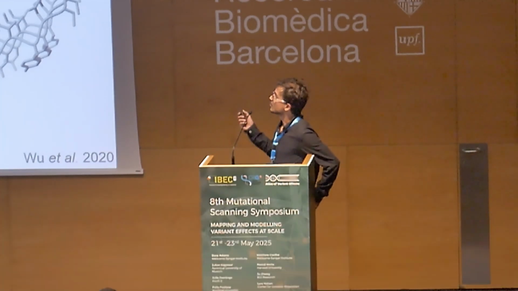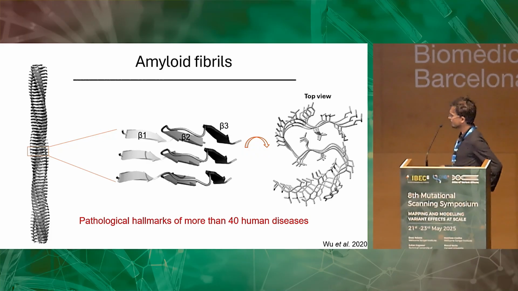So today I'm going to talk about amyloids. I'm sure that many of you know what an amyloid is. But in any case, an amyloid fibril is a very hard protein aggregate that has this beautiful shape and is characterized by the cross-beta structure that consists of monomers with beta strands that are one over the other. They are also widely known because they are pathological hallmarks of more than 40 human diseases.